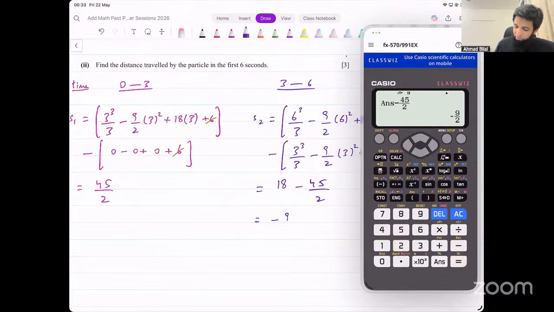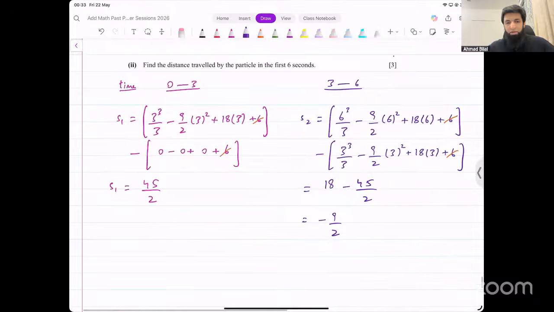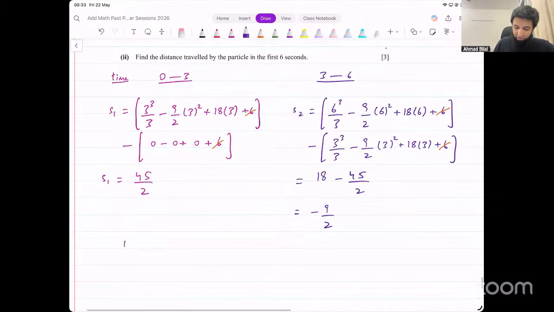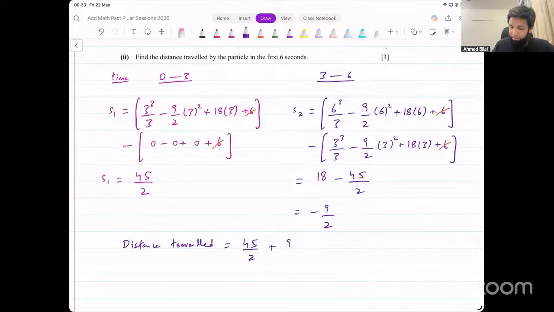Minus 9 over 2. Now, this negative sign is only telling you that the object is moving to the left side in this part of the journey. That is why the displacement is turning out to be negative in that part. When you are looking for distance traveled, you don't care about the direction. So you would just make those two numbers positive and then add them up together. 45 over 2 plus 9 over 2, that's 54 over 2, which is 27. That will be the distance traveled that you're looking for. And that's your final answer.